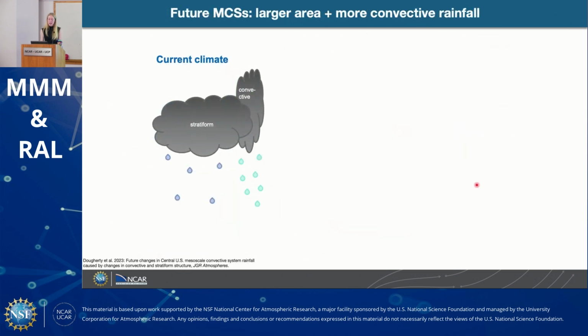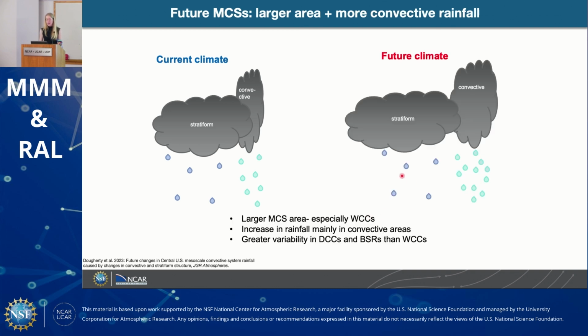So in summary, we see that these future MCSs have larger area and they have more convective rainfall. So comparing these two different storms, we see that the larger MCS area is really being driven by an increase in the wide convective core area. The increase in rainfall is mainly driven by those convective areas, so deep convective cores and wide convective cores. And we see a greater variability in the deep convective cores and broad stratiform regions compared to the wide convective cores. So this is really trying to understand what are the sources of uncertainty in future rainfall.